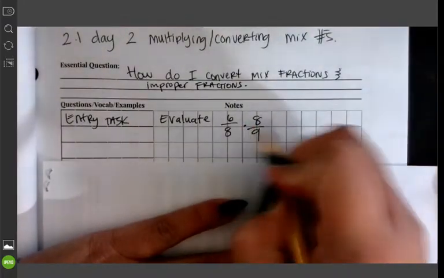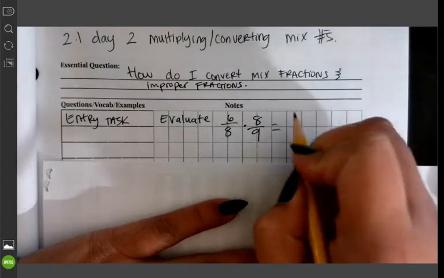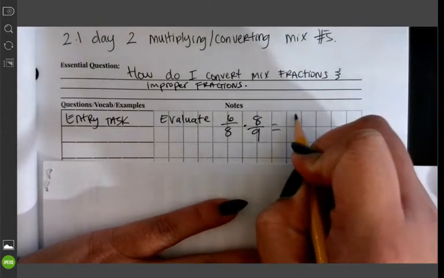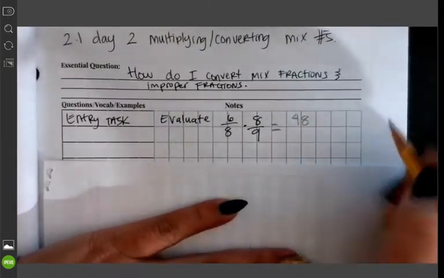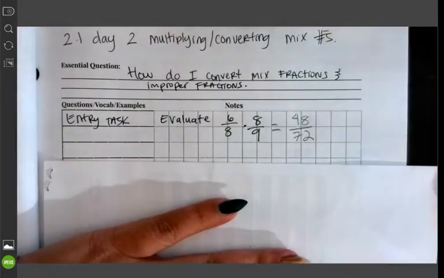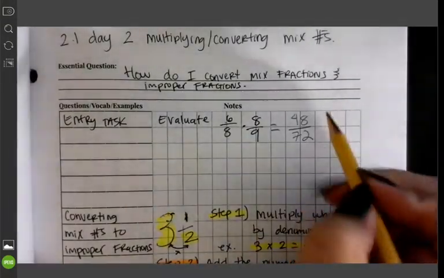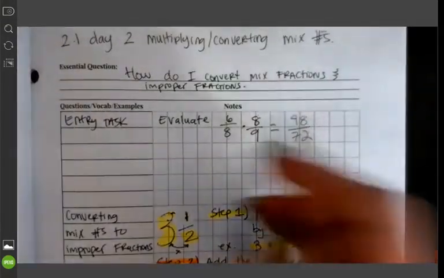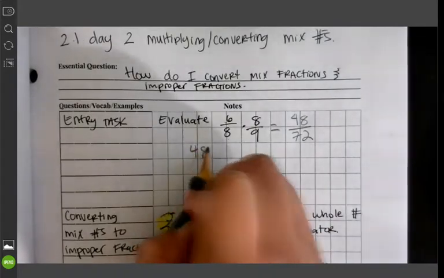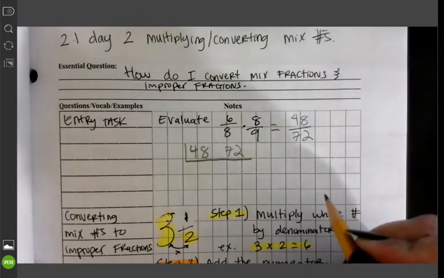Right, so we just multiply across. 6 times 8 is 48. And 8 times 9 is 72. Now we got to write it in simplest form. So I'm going to find the GCF and divide it, or look at my last step of my ladder. So let me do my ladder.